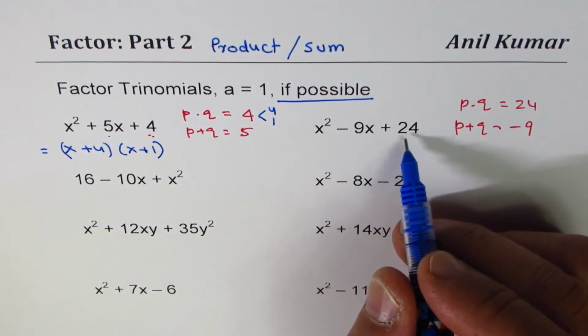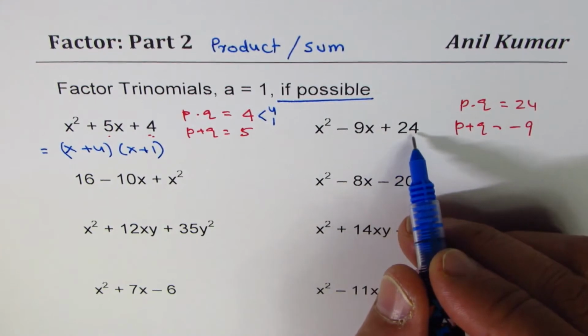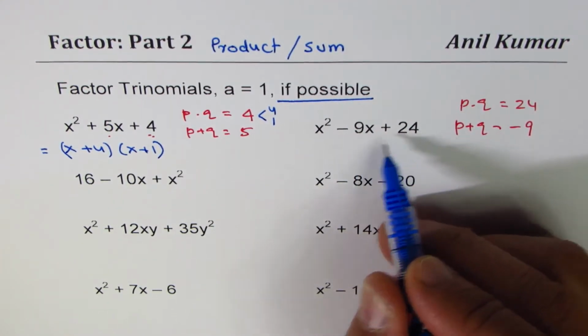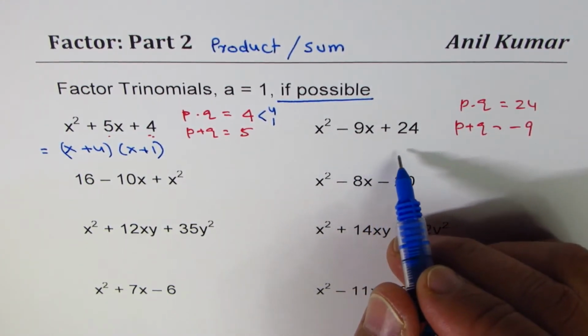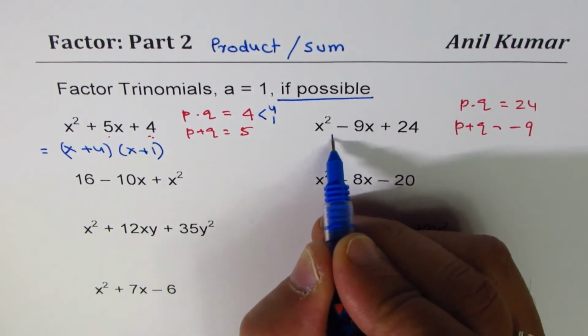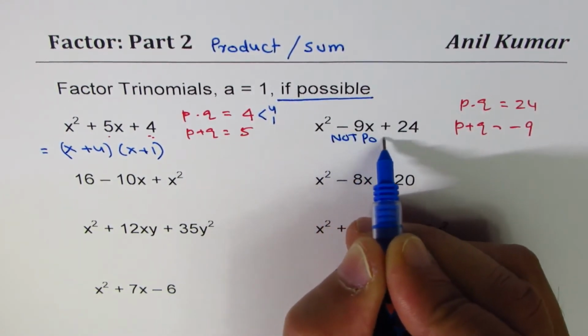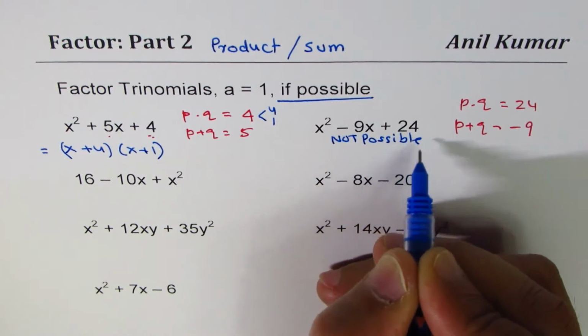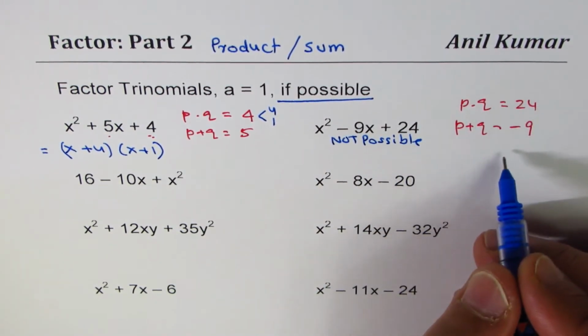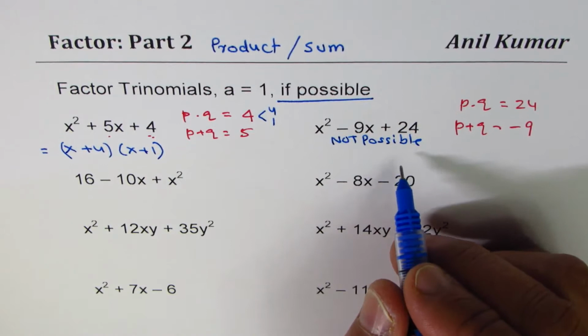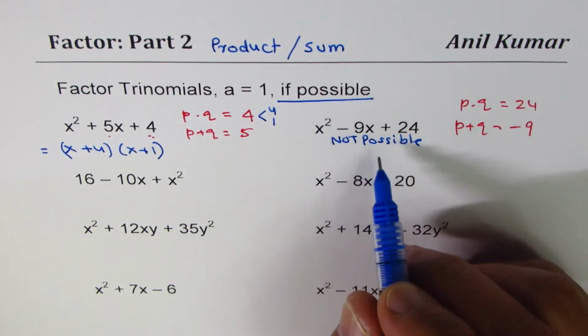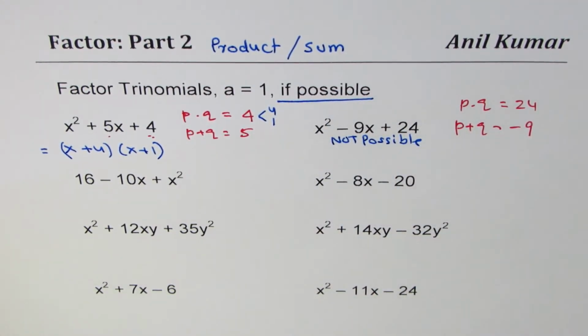You could have 2 times 12, that doesn't work. 3 times 8, that doesn't work. 6 times 4, that doesn't work, right? So it does not work. So it is not possible. So we tried all, but we could not get this combination, so it is not possible. Perfect. So that is what I'm trying to say, if possible. Now, I would like you to pause the video, copy these questions, and solve them on your own. Be clear that some of them cannot be factored. Is that okay?